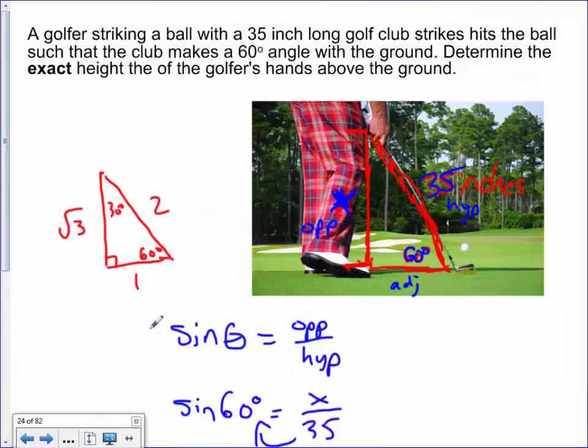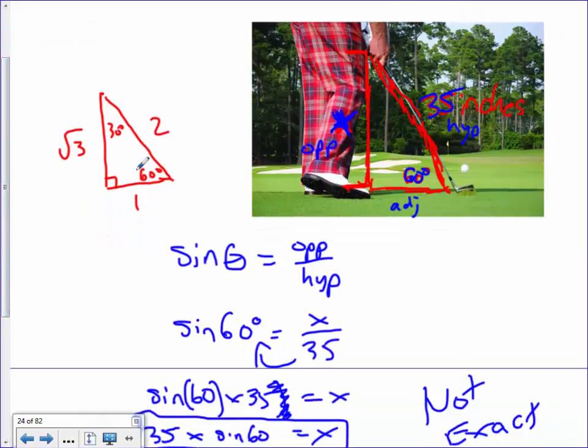I'm going to go back up to the special triangle. Here's the 60 degrees right here. What is sine supposed to be equivalent to? It's supposed to be equal to opposite over hypotenuse. What's the opposite of 60? Root 3. What is the hypotenuse for the 60 right here? 2.